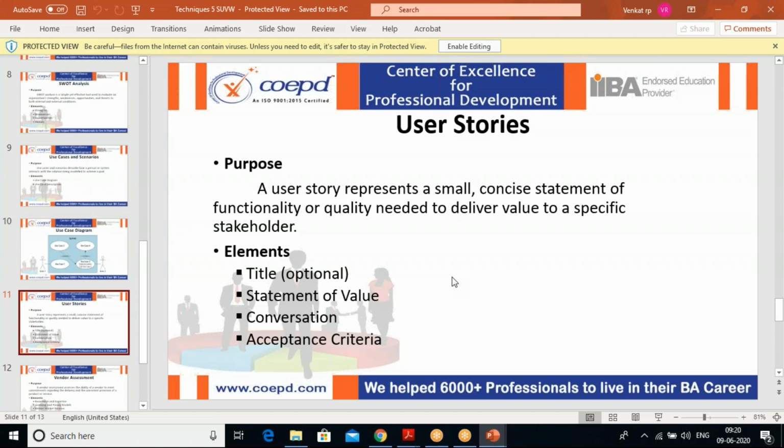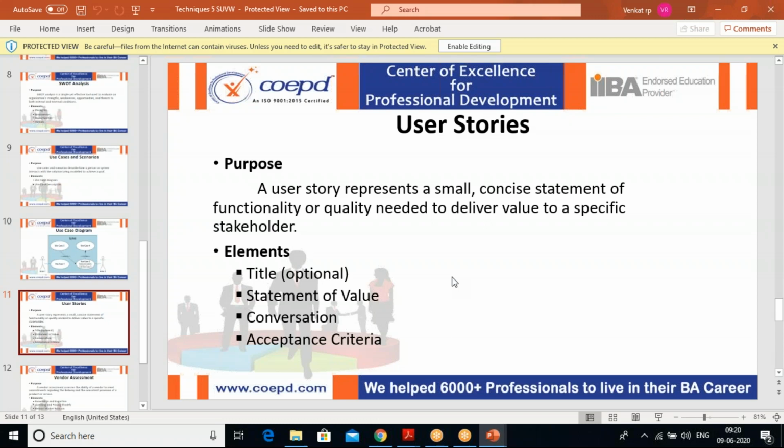As a user, I want so and so functionality so that so and so feature can be achieved. Like that, we will be writing it. And you will have the elements: the title, the statement of value, and the conversation. Generally you write a user story on a post-it note, and on the backside of the user story you will be writing the acceptance criteria.